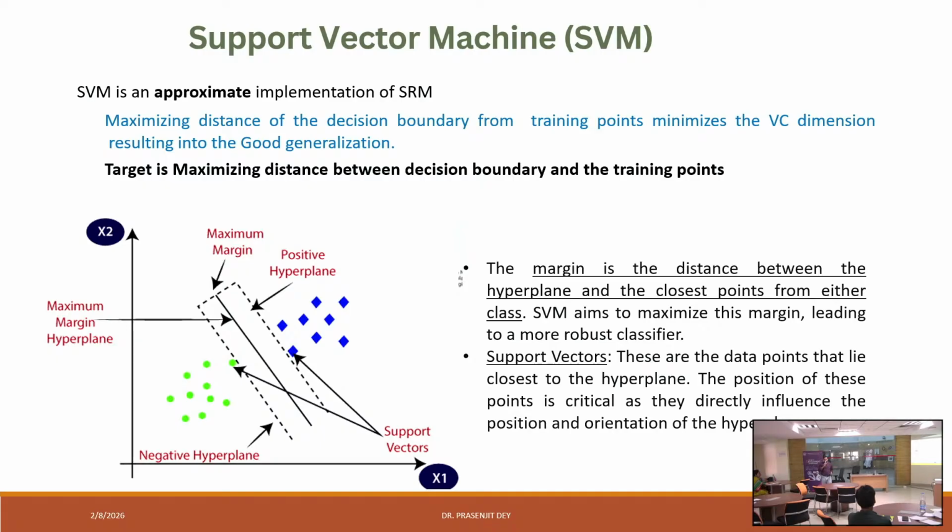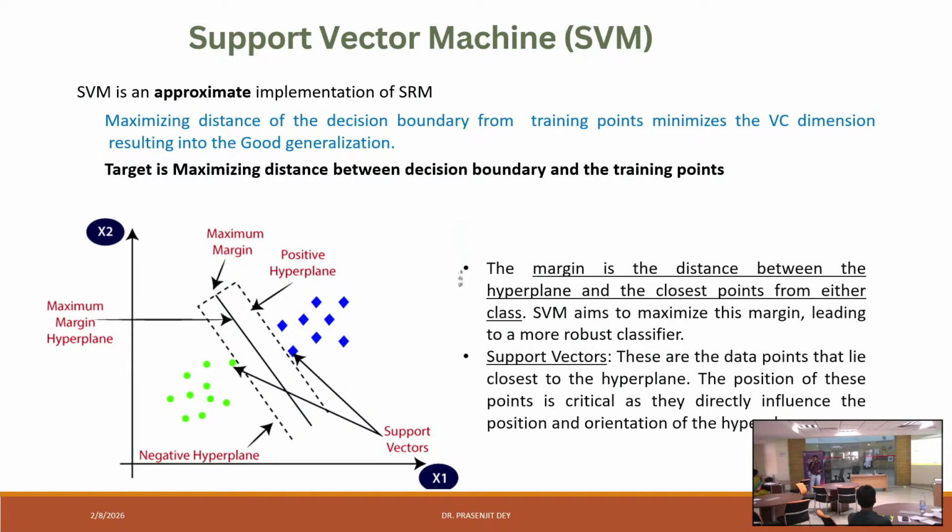Now this is the crux of support vector machine concept. Here it is talking about maximizing. So basically SVM is the approximation of the structural risk minimization, which I said that I need to put a cap on the maximum allowed test error, which is less than training error with penalty. So my objective is to maximize the distance of the decision boundary from training points, which minimizes the VC dimension, resulting in good generalization.